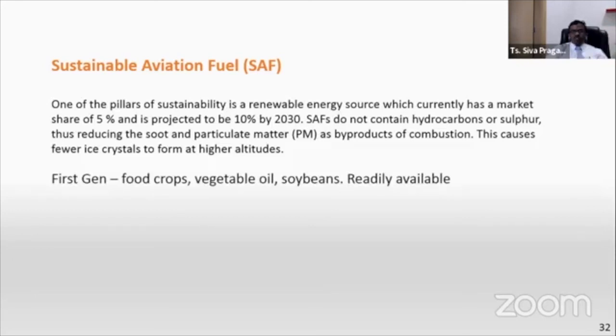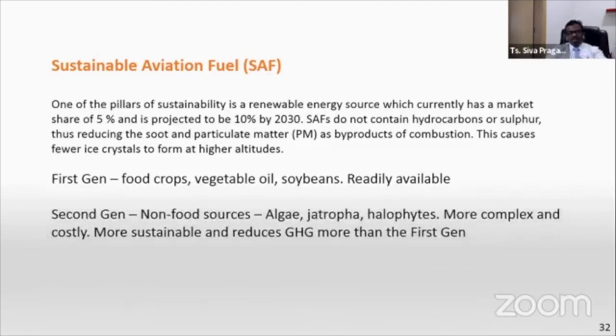So what are the different types of SAFs? How have they been evolving? In the first generation, we were using food crops, vegetable oil, right? Including palm oil, soybeans, they are readily available. But then they found that in poor countries, they don't even have food to eat, but we are taking away their food in order to make fuel, right? That is the first generation.